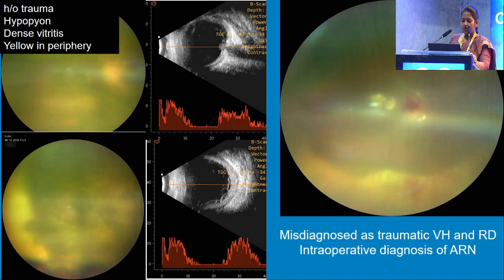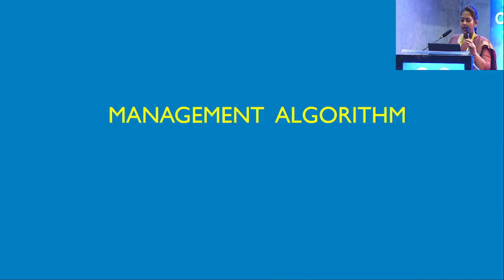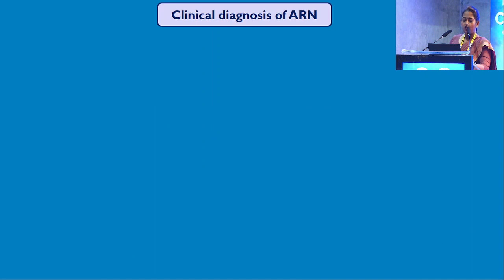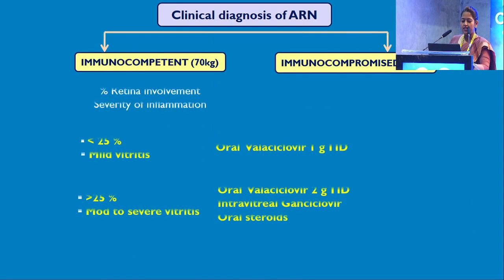So let me skip this part and go to the management algorithm directly. So clinical diagnosis of ARN is made, then you see whether the patient is immunocompetent or immunocompromised. In an immunocompetent patient, look at 2 factors: how much is the retina involved and how much is the severity of inflammation based on the anterior segment and the vitreous involvement. If it is less than 25% of retina involved with mild vitritis, there is no need of intravitreal treatment or oral steroids. You can start on oral valacyclovir 1 gram 3 times a day.